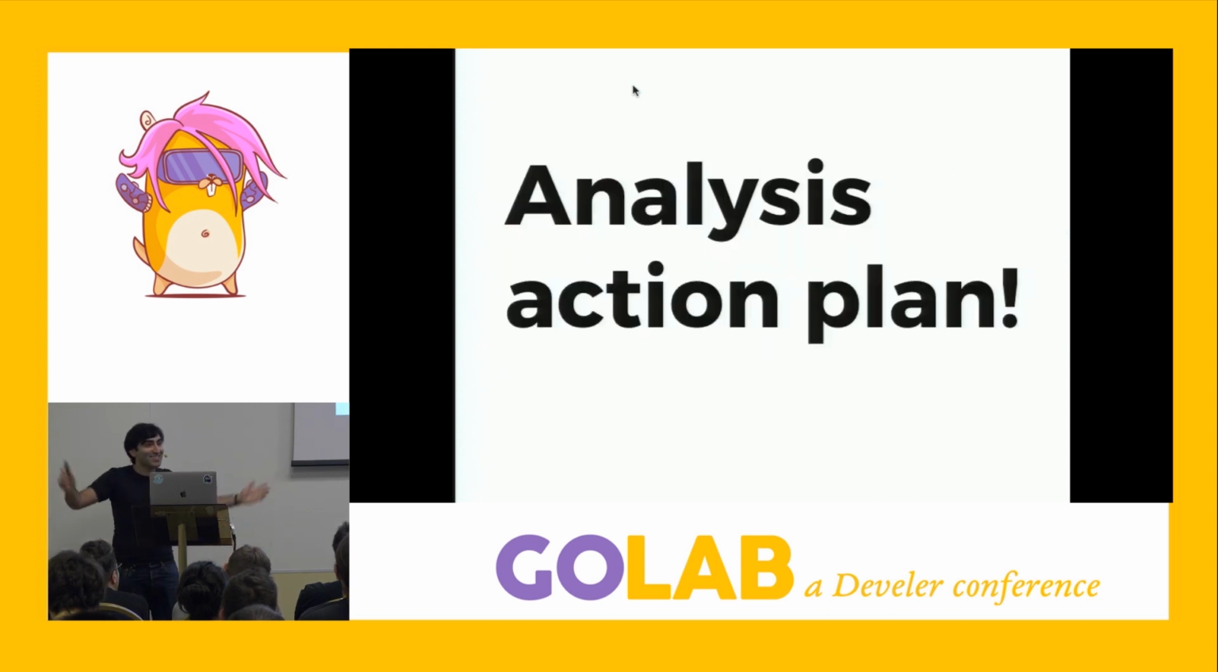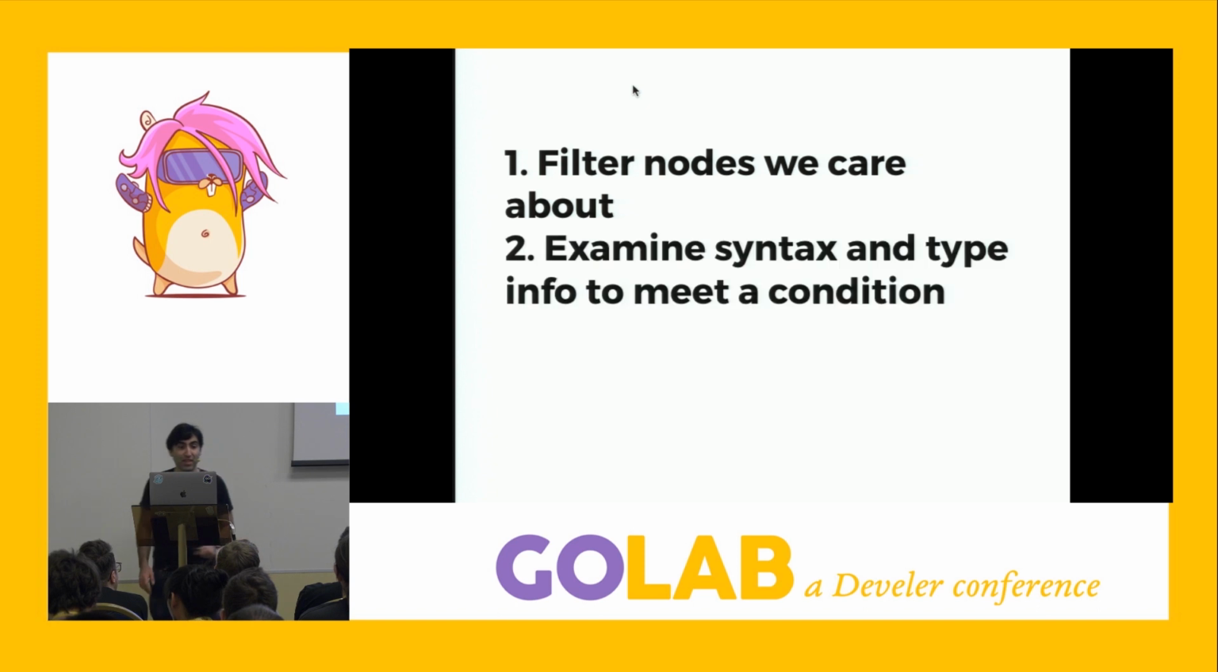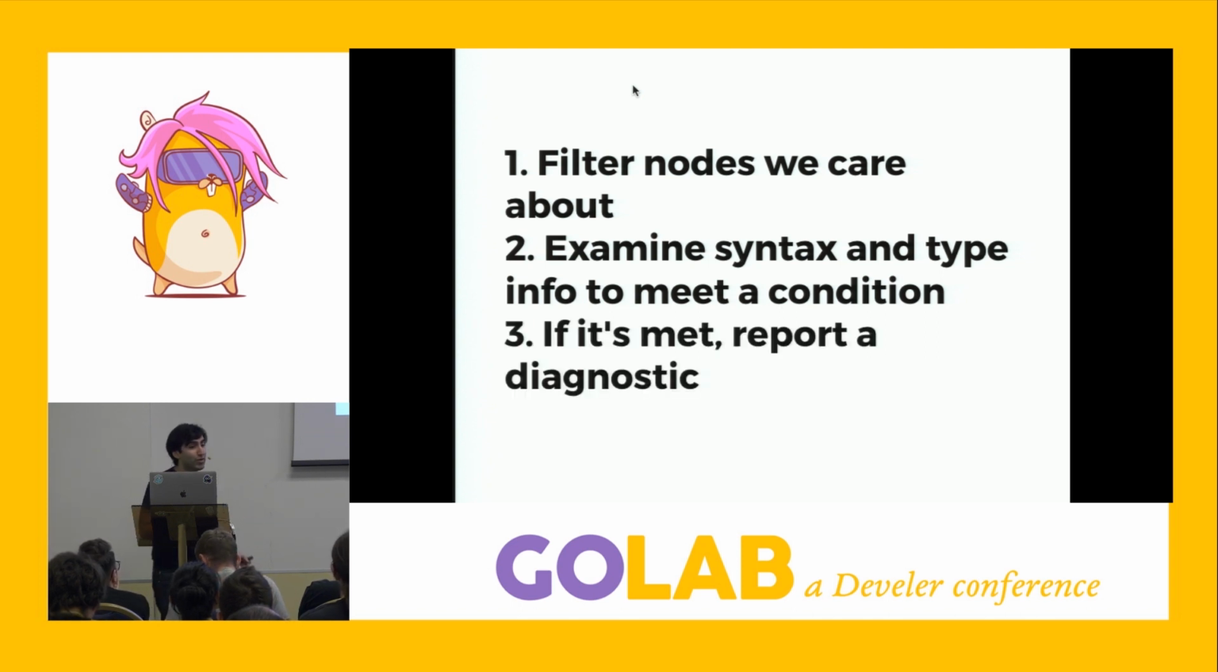And we have an analysis. So let's look at the steps that we took to write this analysis. First, we filter the nodes that we care about. We care about function calls, and the rest of them we don't even look at. Then we examine the syntax and the type information to meet a condition. We care about function calls to comp equals, where the types of the arguments are not the same. And if that condition is met, we report a diagnostic.